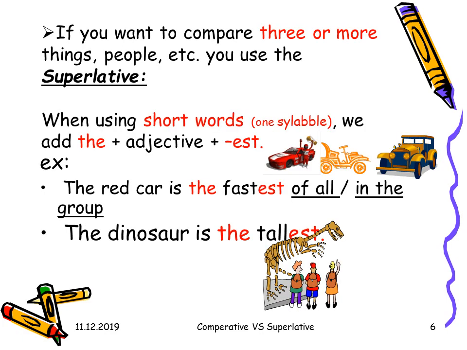Let's move. If you want to compare three or more things, people, etc., you use the superlative. When using short words, one syllable, we add est to the adjective. Like, the red car is the fastest of all, or in the group. The red car is the fast, an adjective, est. So, fastest. No than here. It's not a comparative form, it's a superlative. The dinosaur is the tallest.